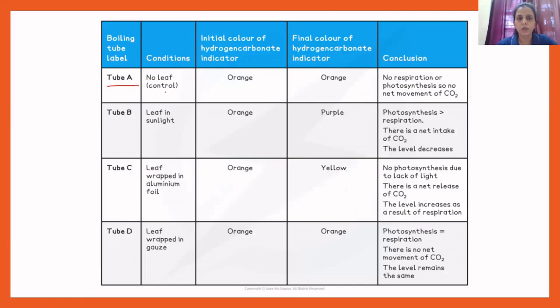In test tube A, no leaf was present. It was acting as a control. Initial color of indicator was orange and final color was also orange. That means no respiration or photosynthesis took place. So there was no net movement of carbon dioxide gas.